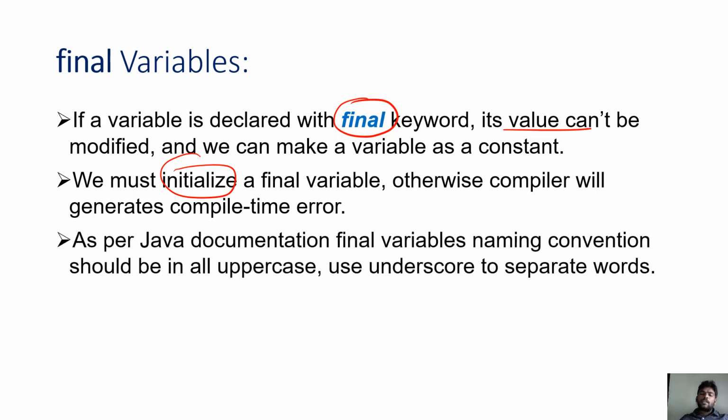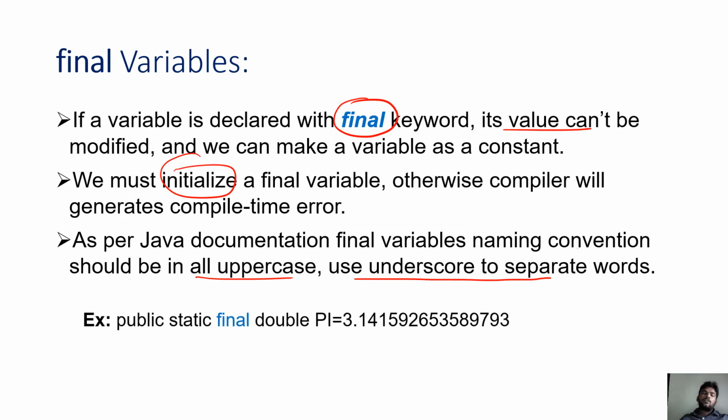As per Java documentation, the final variable naming convention should be all uppercase. If you have multiple words, use underscore to separate the words. And if you have a single word, you have to use all uppercase. Suppose you take an example: public static final double PI. I want to represent the pi value.